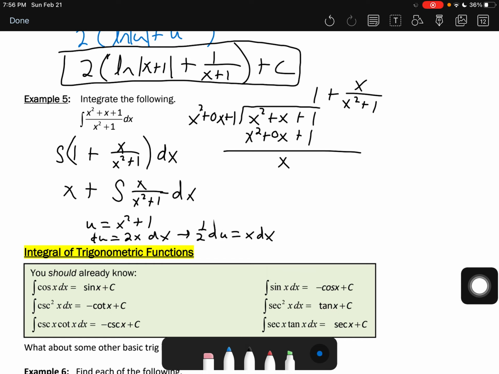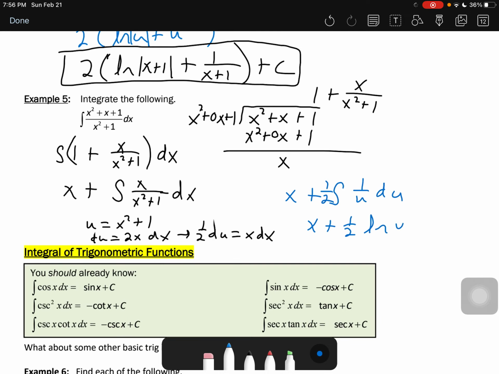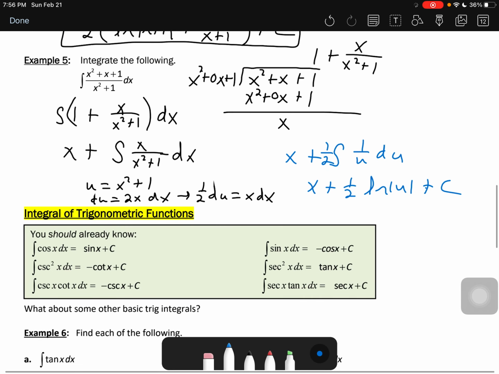So in my answer, I'll change back to blue here. So I will still have that x plus, so I'm just recopying what I had here. Now this antiderivative part here, I'll have the antiderivative of, and I'm going to put a 1/2 out here, 1/2 the integral, and then this is 1 over u du, which means 1/2 ln of u plus c, and then I'm going to put my u value back in there, which was x squared plus 1, so I had x plus 1/2 ln x.